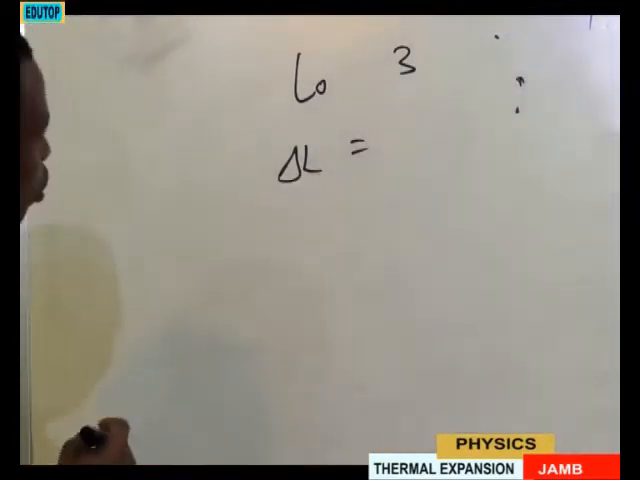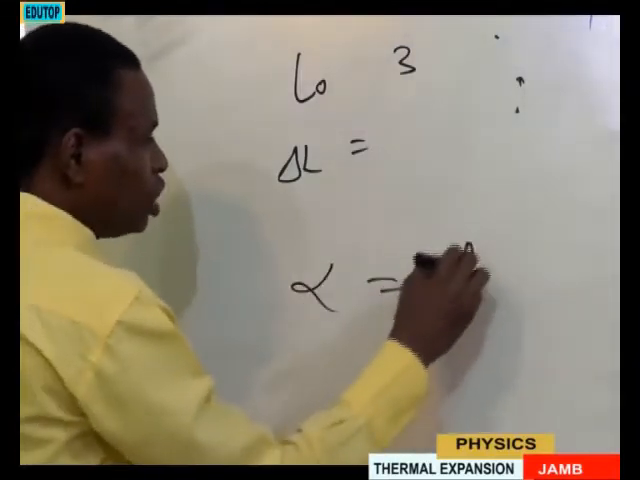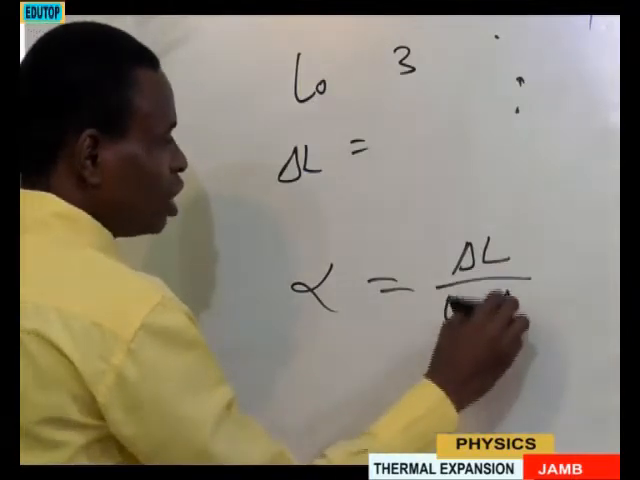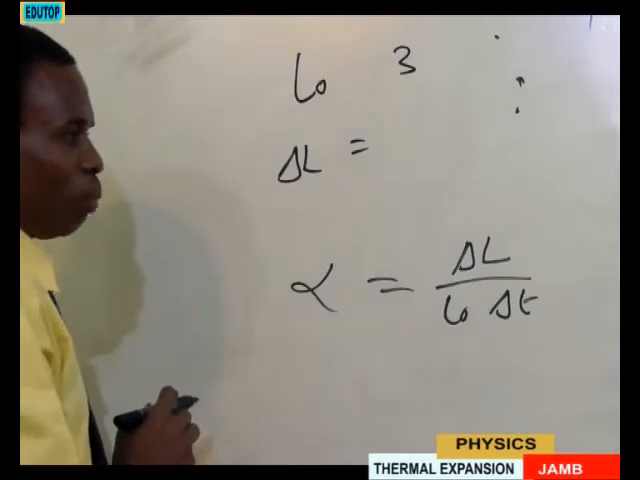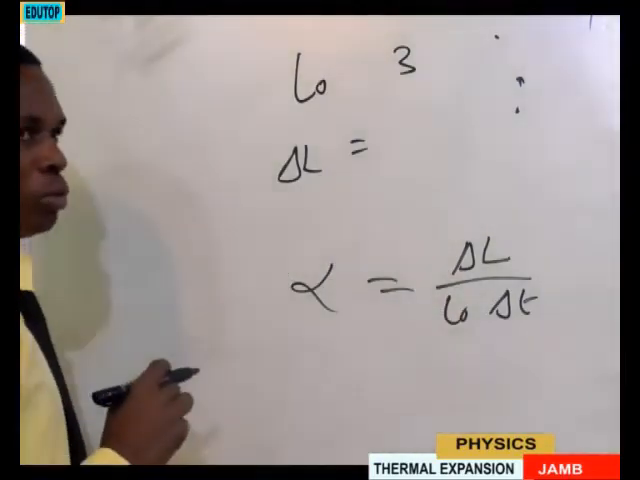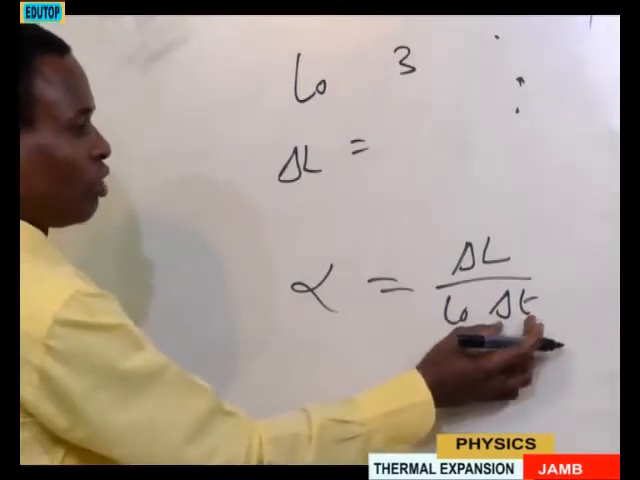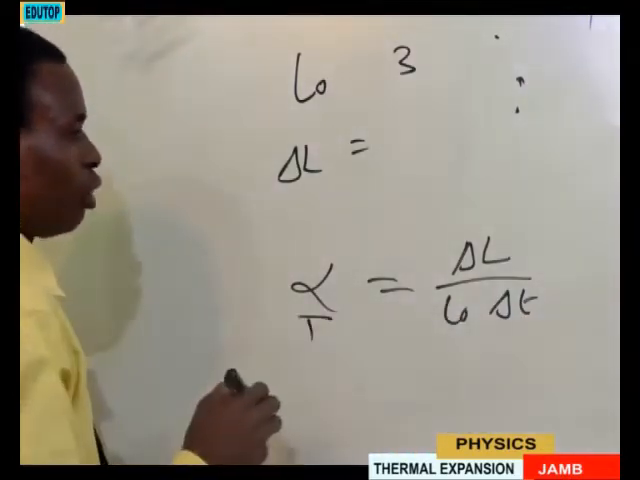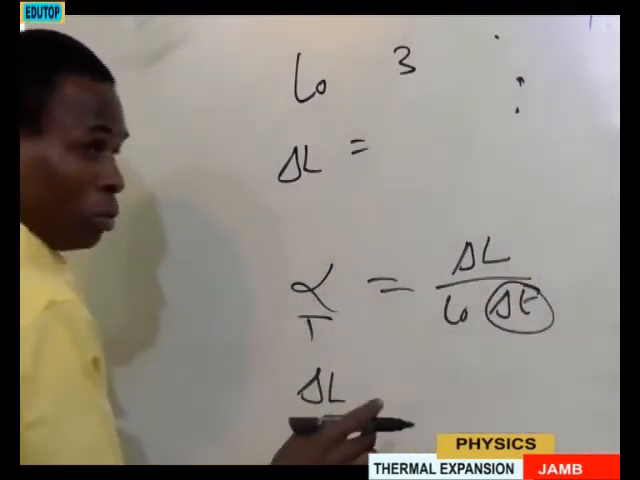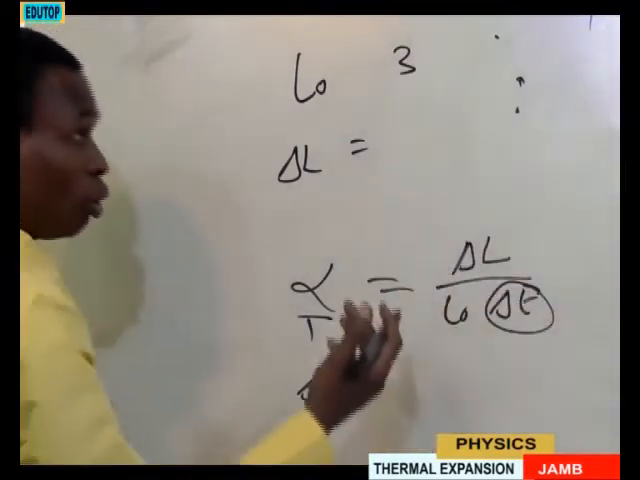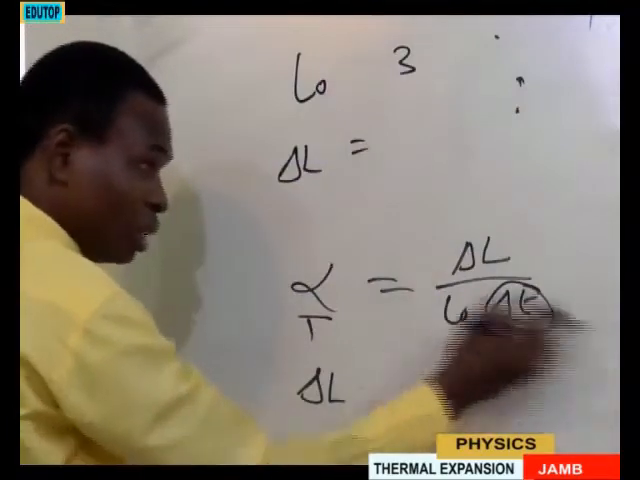Before we do that, let's quickly go, as you remember, that linear expansivity is equal to change in length over original length times change in temperature. The question says they pass through the same temperature, which means temperature is constant. If we are not considering temperature this time around, because it is constant, the same temperature, the two metals are suspended to the same temperature, so we don't need this.